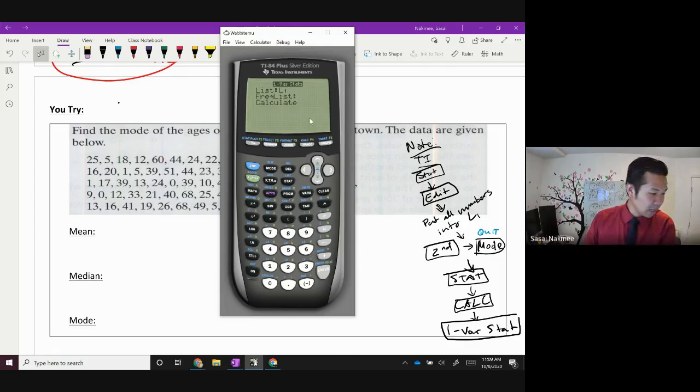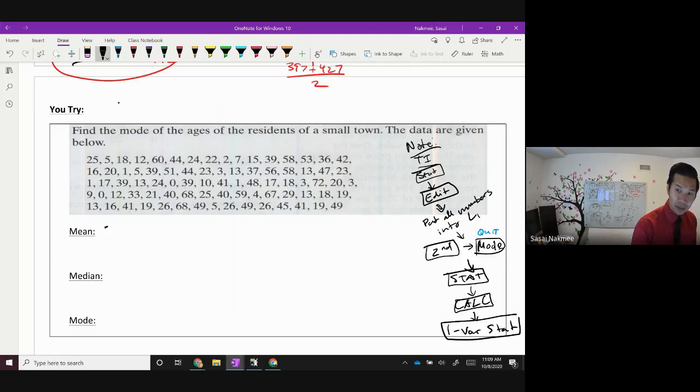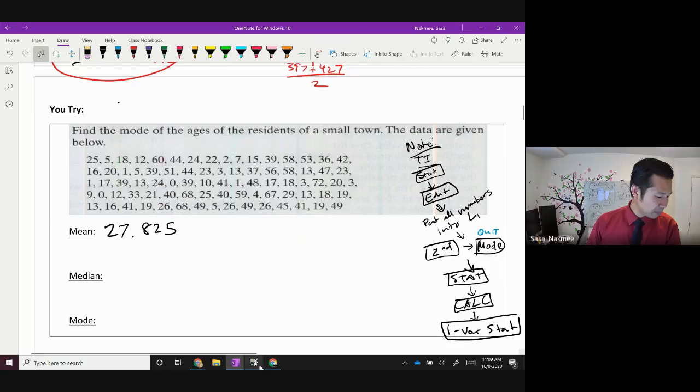I go down here to calculate, press calculate, and it gives me my average. My average is 27.825. So that's my mean, and I just write that down. What's my mean? My mean is 27.825. That's it.